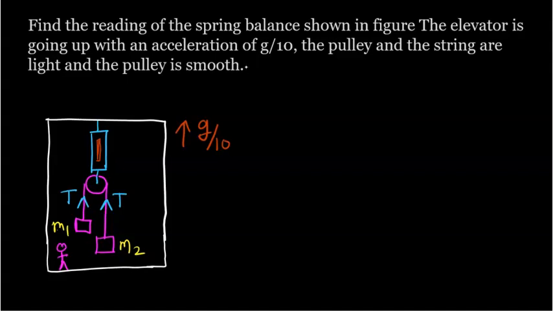Find the reading of the spring balance shown in figure. The elevator is going up with an acceleration of g by 10. The pulley and the string are light and the pulley is smooth.